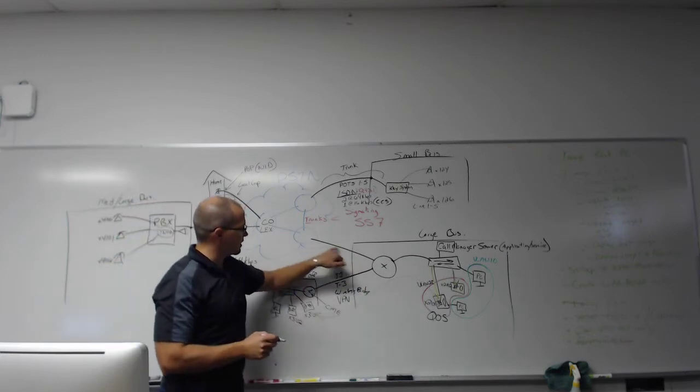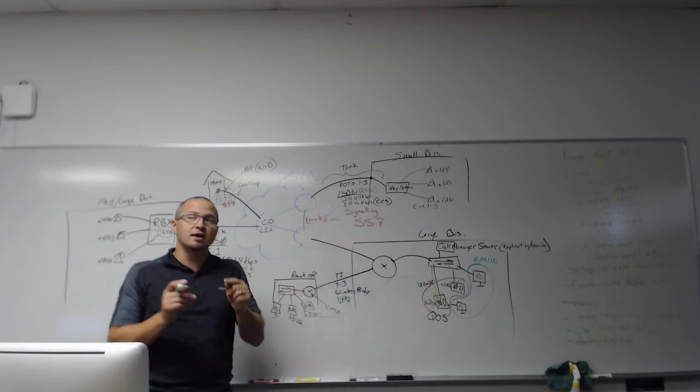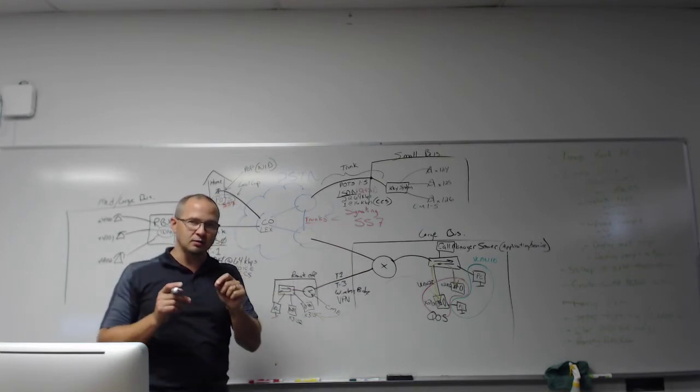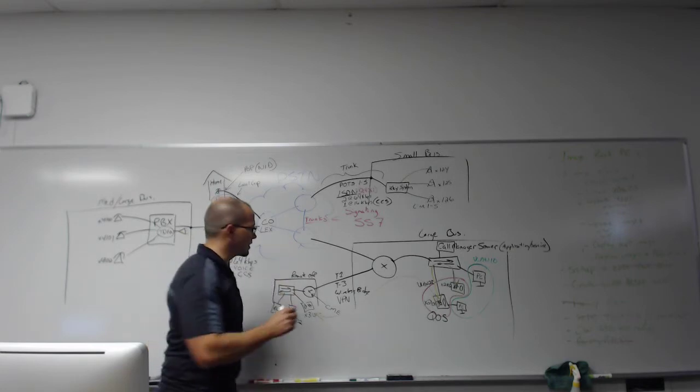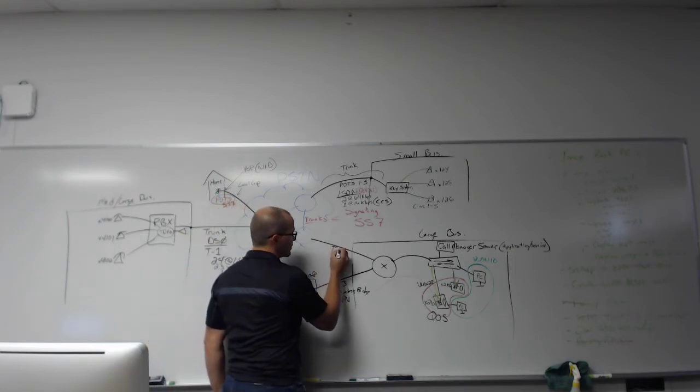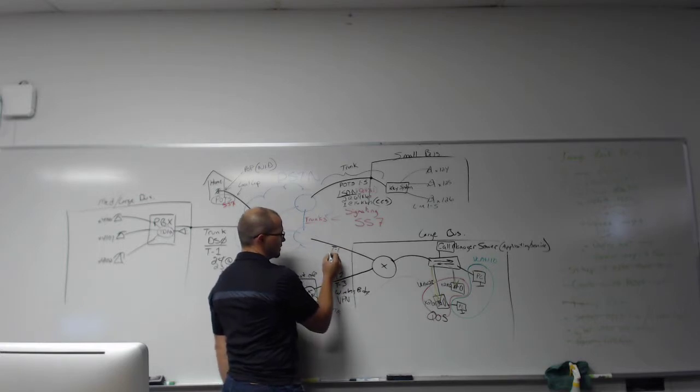So I can create a connection here. I can even use what's called a channelized T1, or a partial T1, where I can have this T1 with only, let's say, 16 channels.